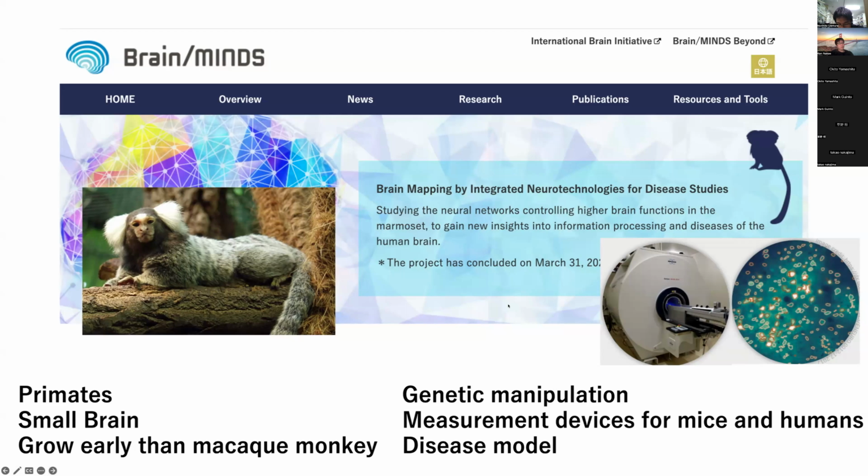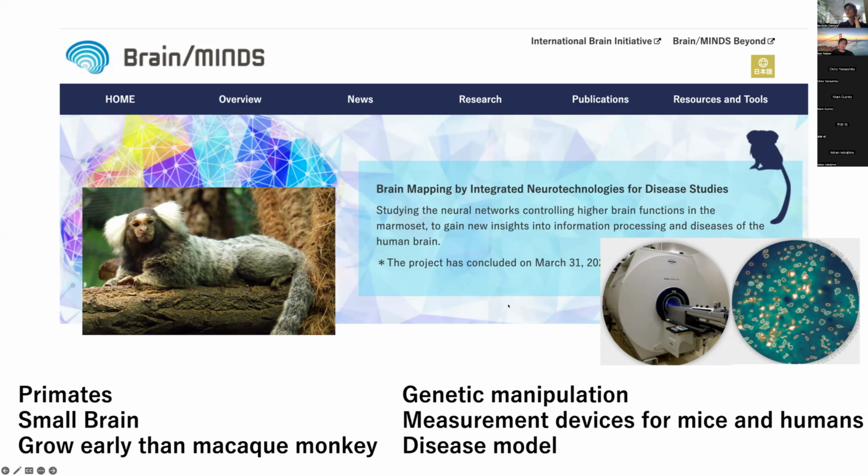But usually this brain is bigger. Compared to humans, the macaque monkey's brain is smaller, but compared to the mouse it is very big. And in the marmoset monkey's case, it is just 2 centimeters, a very small brain. And it grows faster than the macaque monkey. In 1 or 2 years they become adults. But this is very big compared to the very early stage, compared to humans and macaque monkeys.